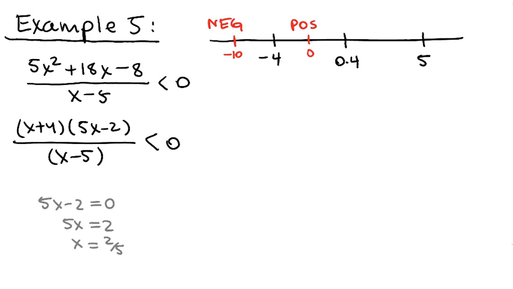Something between 0.4 and 5, I'll choose like 2. And then I will say what happens when x is 2. I've got 2 and 4 is 6, which is positive. I've got 10 minus 2 is 8, which is positive, divided by 2 minus 5 is negative. So I've got a positive number divided by a negative number, and that's going to be negative.